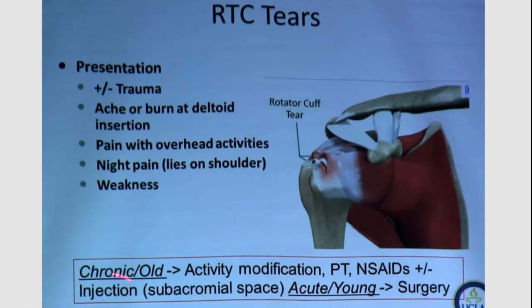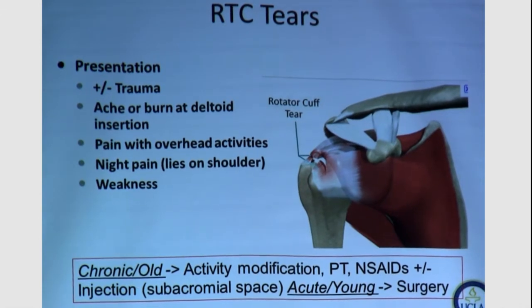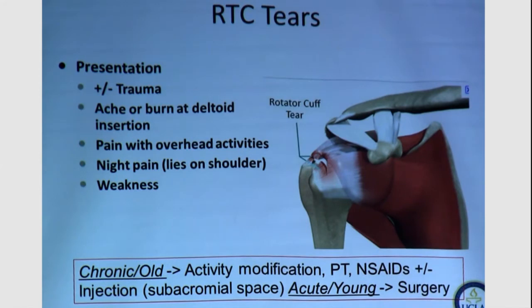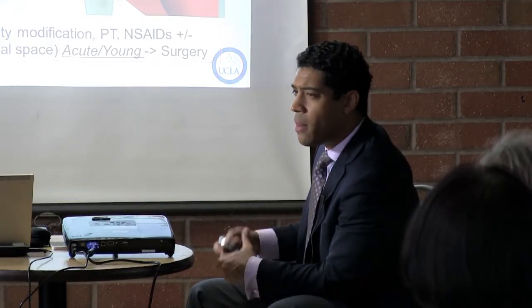So how do I treat this? Chronic and old tears versus acute tears or tears in younger patients. So with the chronic tears in the older patients, I always try a brief period of activity modification, physical therapy, non-steroidal anti-inflammatory medications, and sometimes I even include an injection into the subacromial space, which is this space up here where the rotator cuff lives. We'll talk a little bit about why the injection or when the injection comes into play, but a lot of people tend to get better with this.